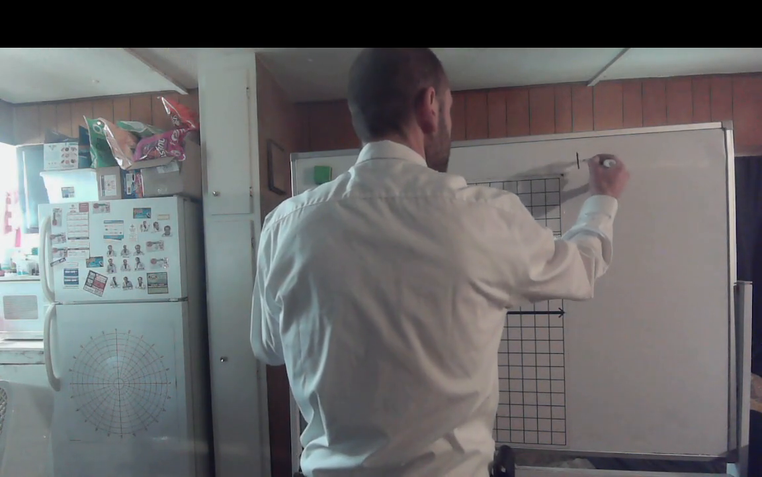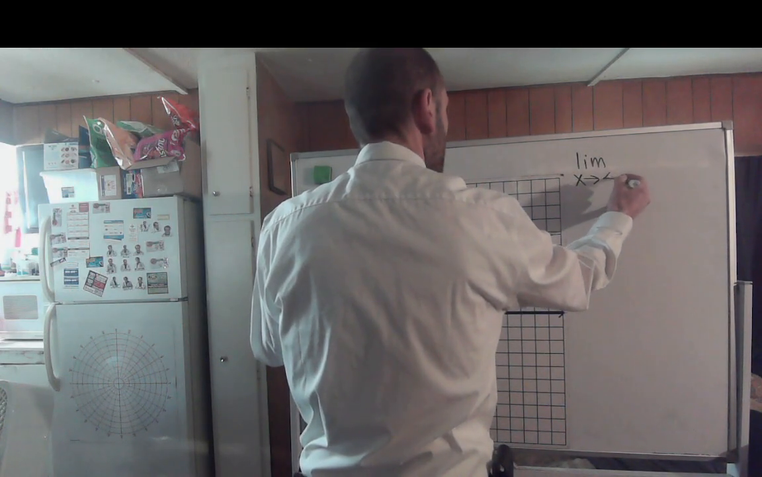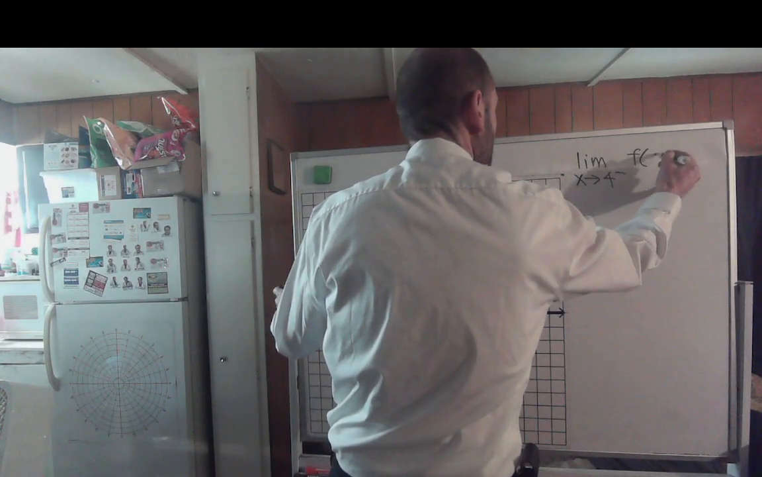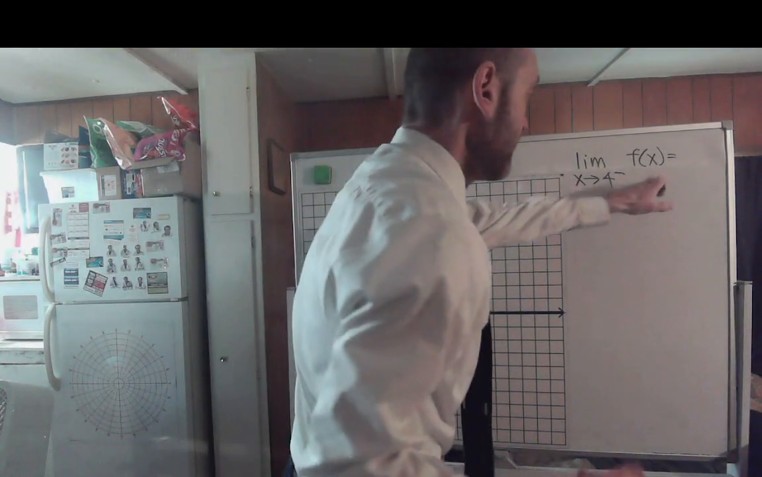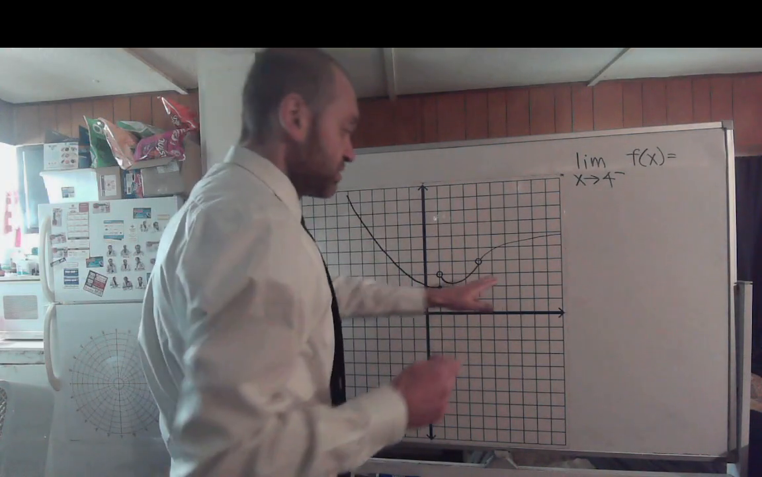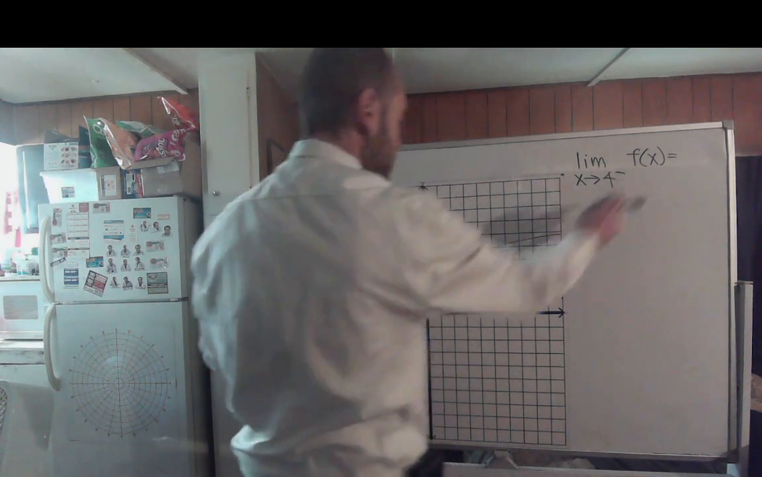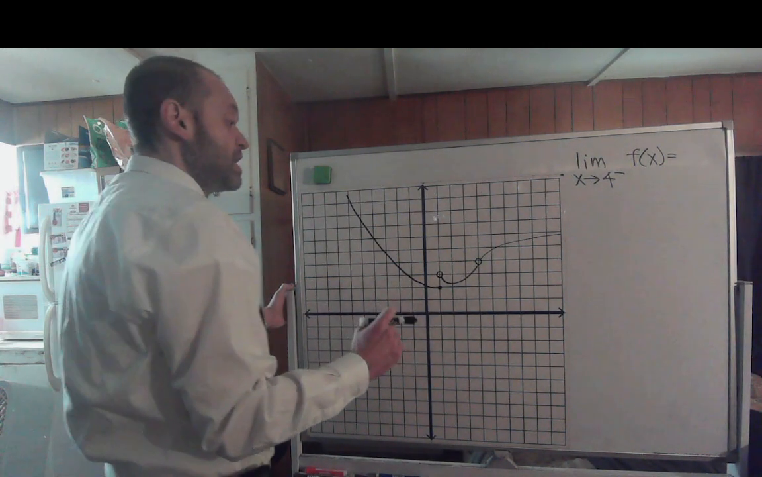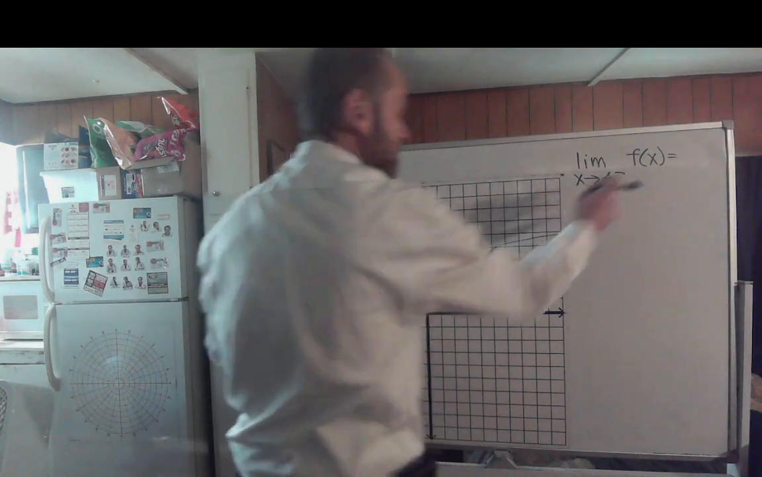Let's take the limit as x approaches 4 from the left-hand side of f of x. We don't know the function itself, but that's okay. We don't need to know what f of x is. We're going to look at this graphically. We're going to take the limit as x approaches 4 from the left-hand side. Now, that minus power looking thing does not mean negative 4. It means 4 from the left-hand side.